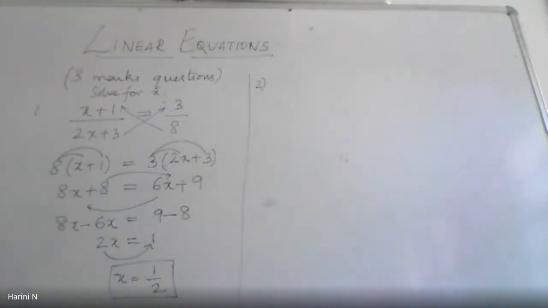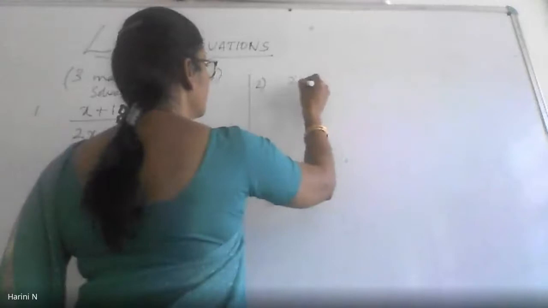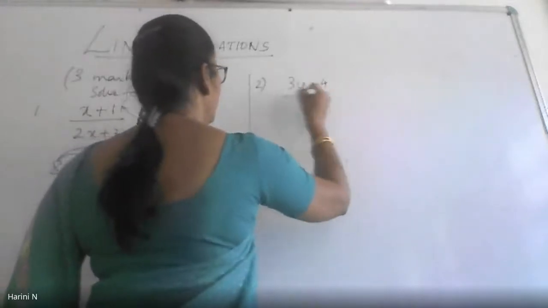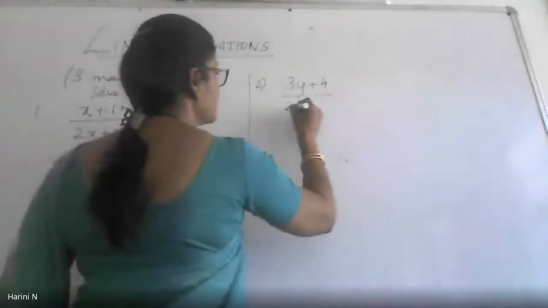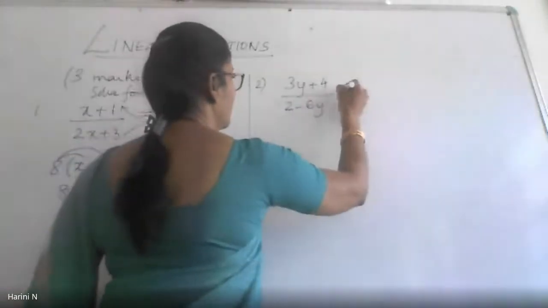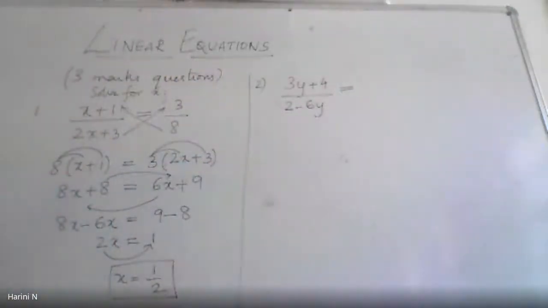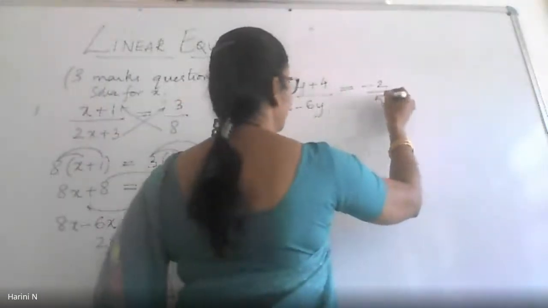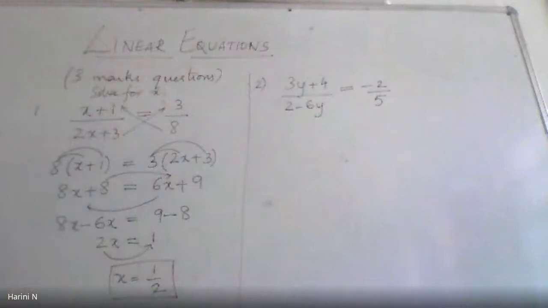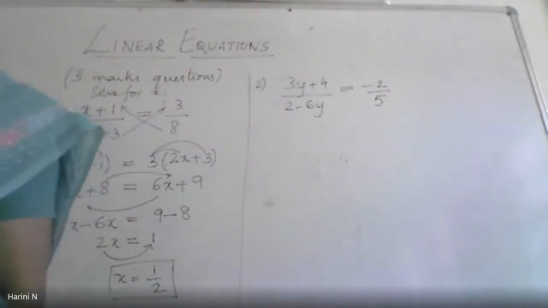Now we will take this. Say (3y plus 4) divided by (2 minus 6y) equals negative 2 by half. You should be very careful when there are negatives in the numerator or denominator. Come on. Now try doing it on your own.